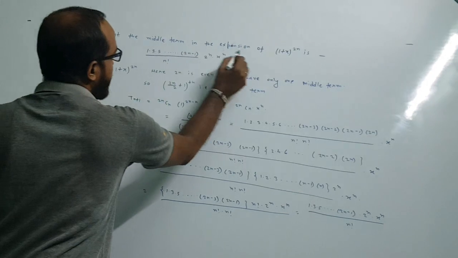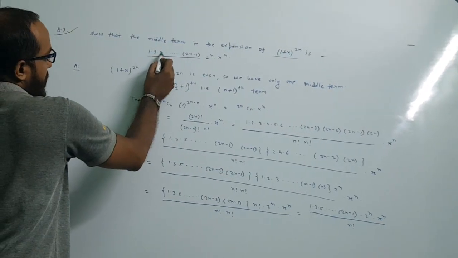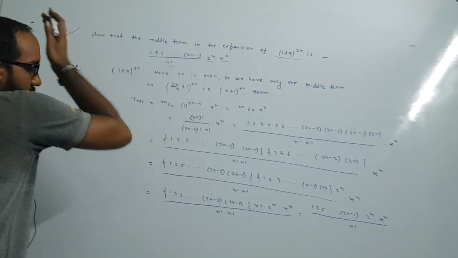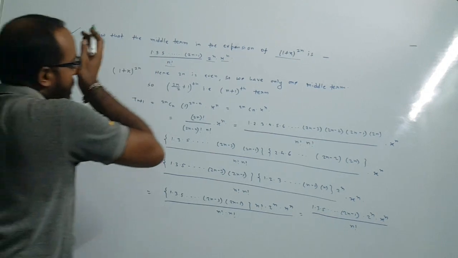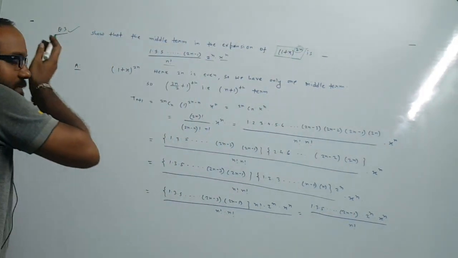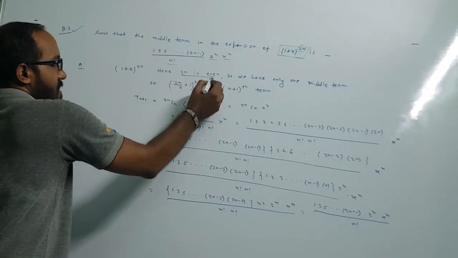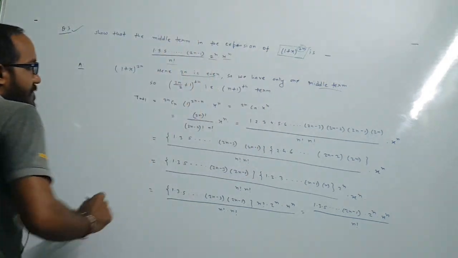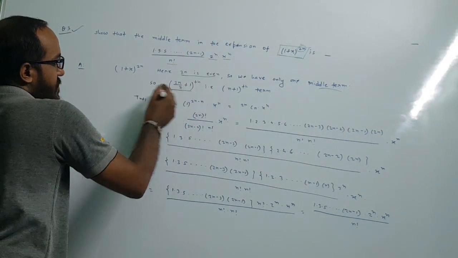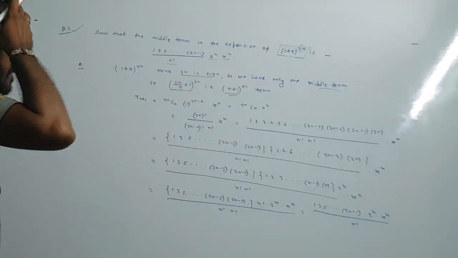Show that the middle term in the expansion of (1 plus x) to the power 2n is 1 into 3 into 5 ... (2n minus 1), 2 to the power n, x to the power n by n factorial. See, it can be clearly seen that (1 plus x) to the power 2n. So n is multiplied by 2, that means the term is even, right? So 2n is even, that means we have only one middle term. So middle term is 2n by 2 plus 1th term, that is n plus 1th term is your middle term.